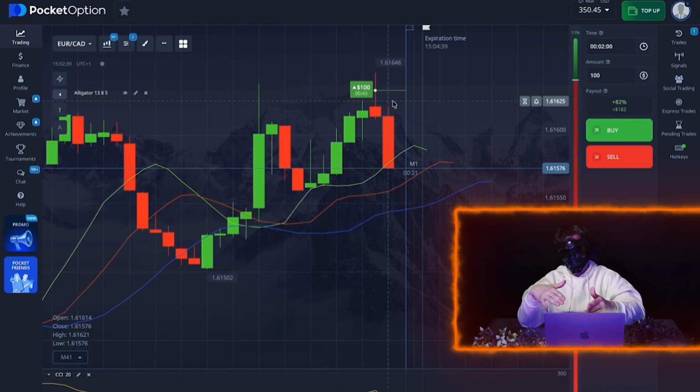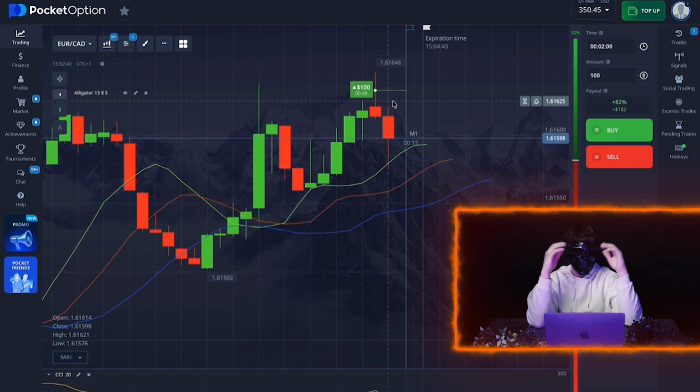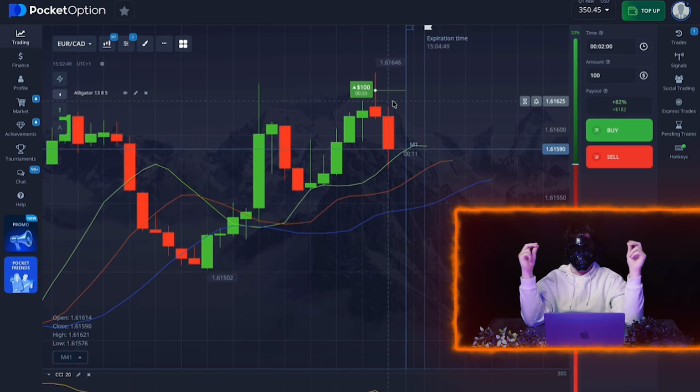So guys, we can see that there's a strong downward trend right now, but don't get upset, it's okay. Let's, for now, move on to the third tip. This is risk management. Manage your risk and never use martingale.